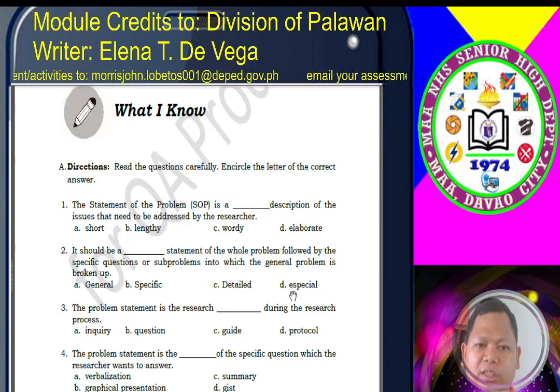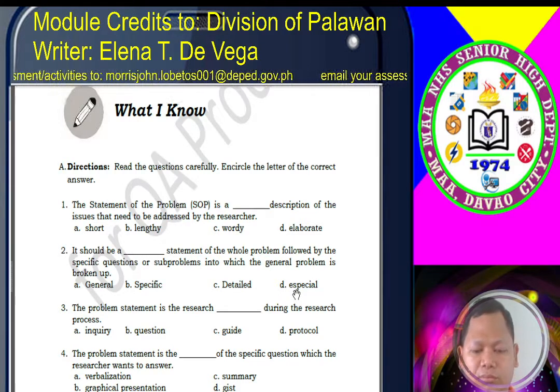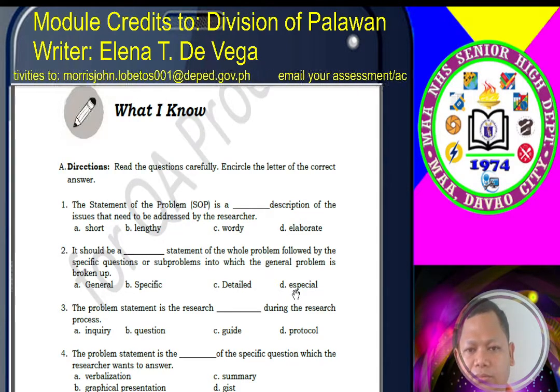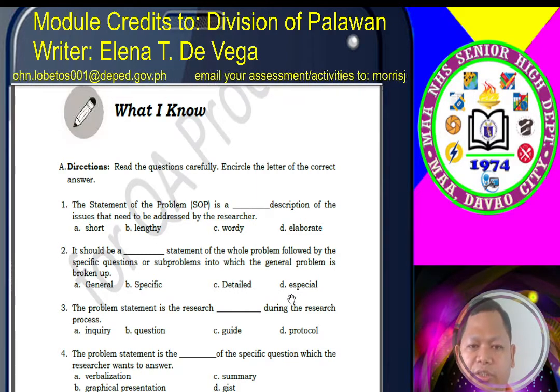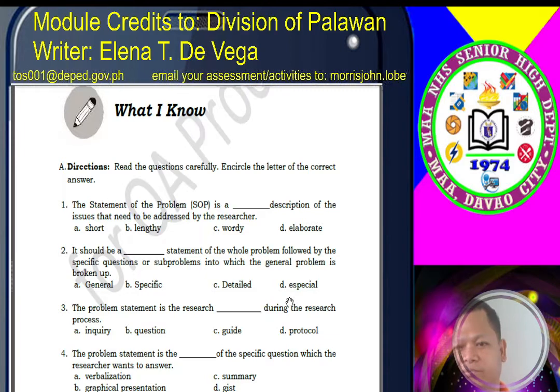Number 1. The statement of the problem or SOP is a blank description of the issues that need to be addressed by the researcher. A, short. B, lengthy. C, wordy. D, elaborate. The correct answer is letter A, short.